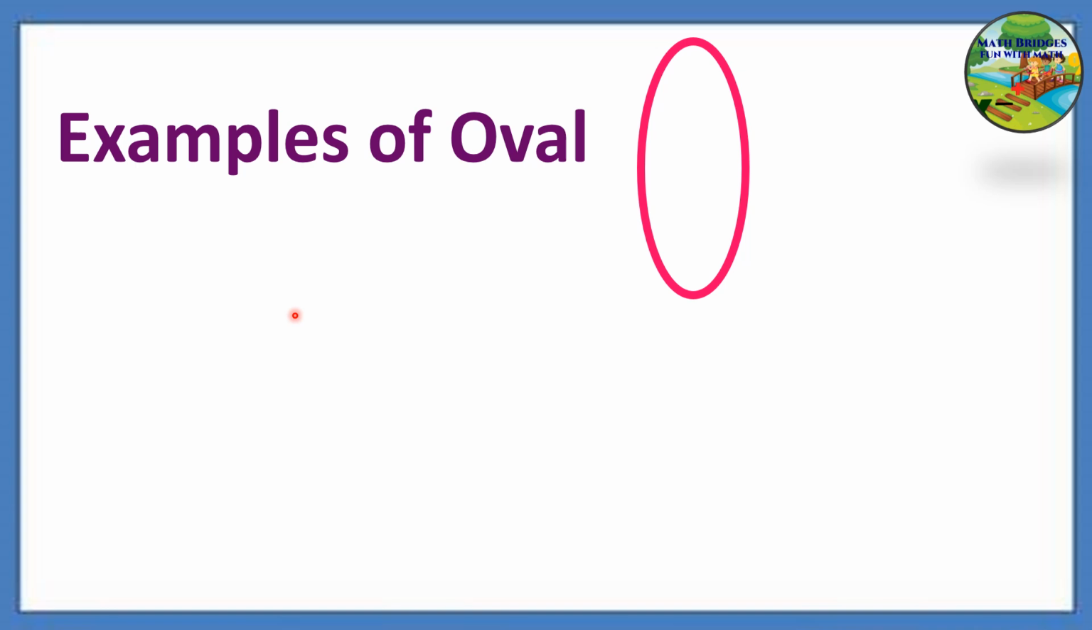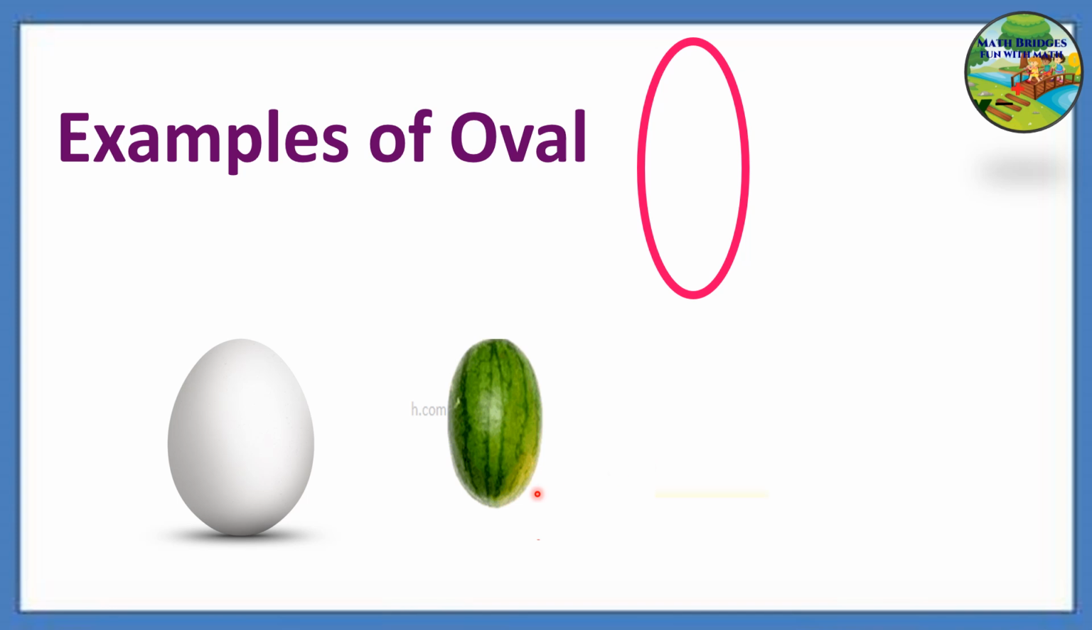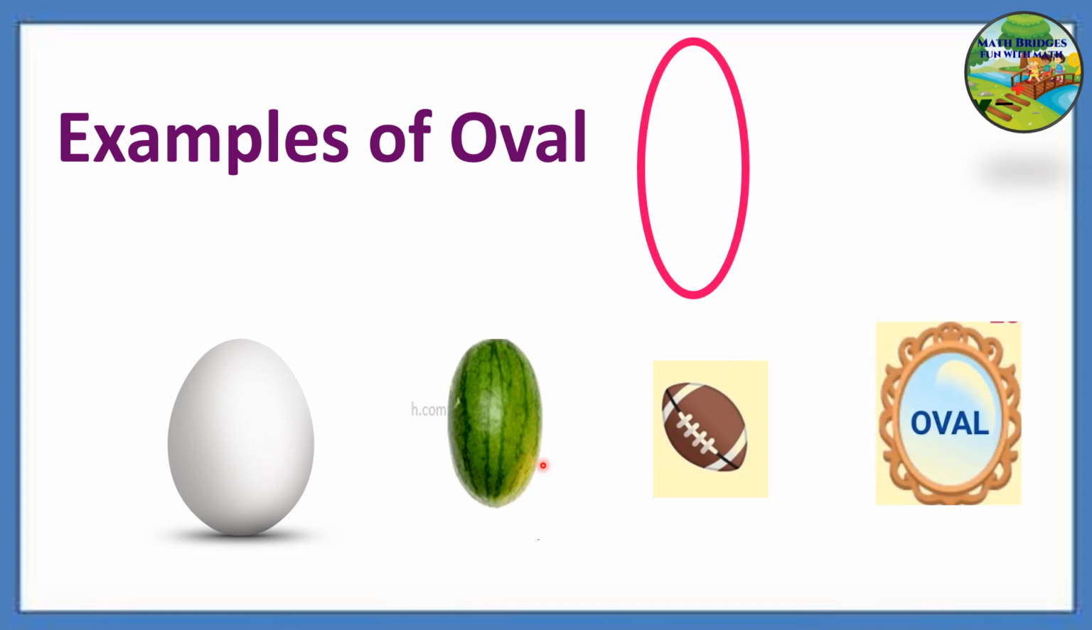Some of the examples we see in our day-to-day life for oval shapes are egg, watermelon, rugby ball. Rugby is a game. The ball which is used in that game is in oval shape. And some of the mirrors, the plain mirrors which we use, are in oval shape.